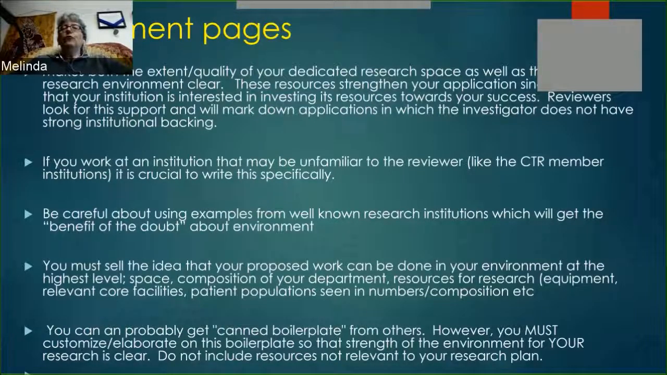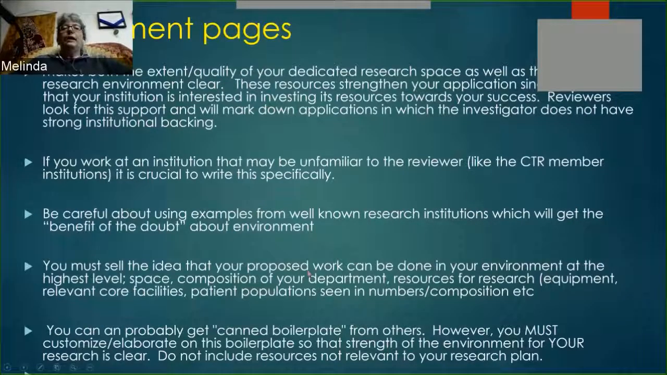For those of you who are working on human clinical populations, you need to really explain and sell that you have the patient populations in the numbers and the composition that can really allow you to do this research better than anybody else ever could. You want to, again, talk about your space, the composition of your department. What is your intellectual environment? Do you have people that you can just talk to, to help you overcome research problems? What are your equipment, core facilities, and again, your patient populations?